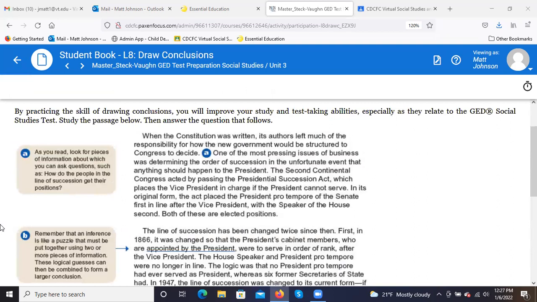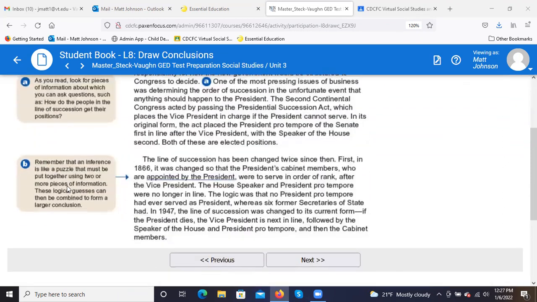So what it says here in our little text box, as you read, look for pieces of information about which you can ask questions, such as how do the people in the line of succession get their positions? That's something we talked about, the line of succession, right? Who takes over, but how did that form and why? Why that order? It seems logical to us if we just say, well, yeah, vice president's going to take over, but who's next? Why those particular individuals? And then underlined here, it says appointed by the president.